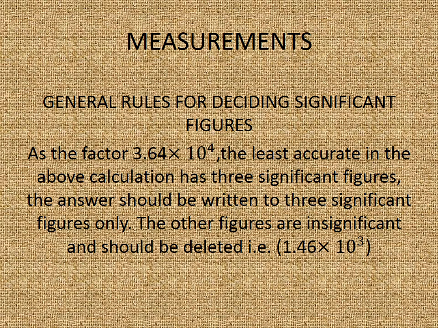As the factor 3.64 × 10^4, the least accurate in the above calculation, has 3 significant figures, the answer should be written to 3 significant figures only. The other figures are insignificant and should be deleted, that is 1.46 × 10^3.